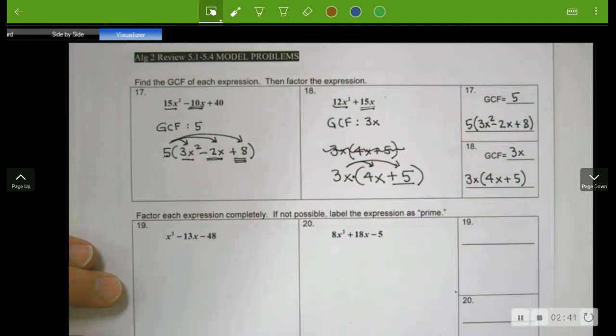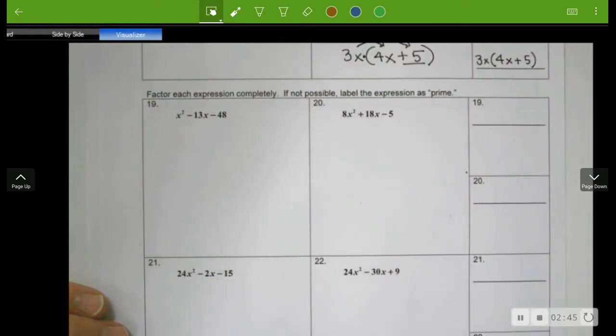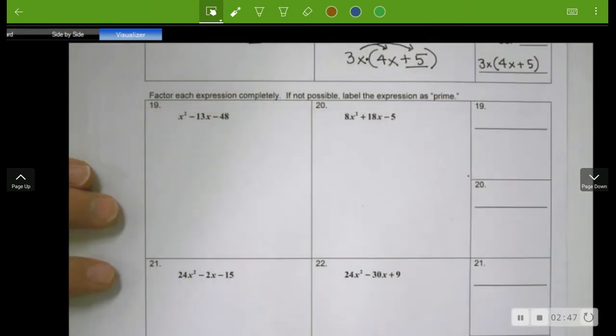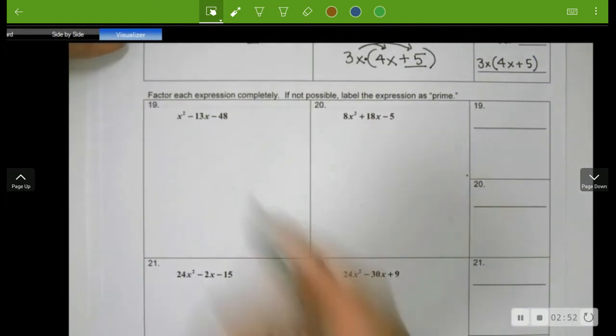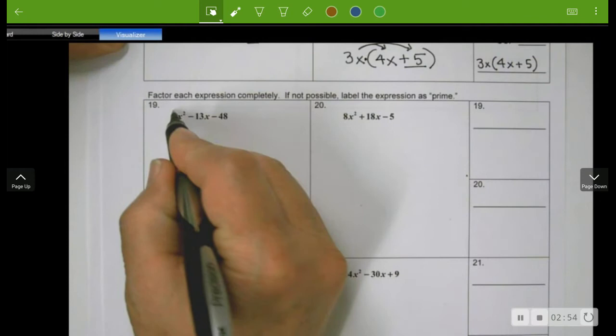There's a multiplication right there, and that's what it means to factor, is to create a multiplication that wasn't there before. Okay, we're supposed to factor the next 4 problems here, and if it doesn't work, you have to write prime. All right, so the first thing you look for is a GCF.